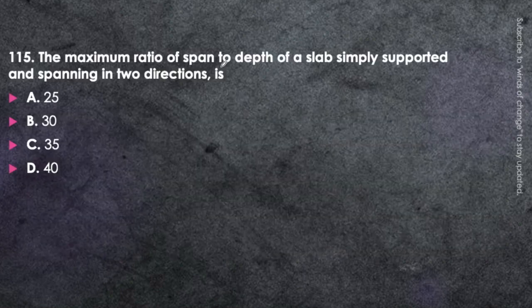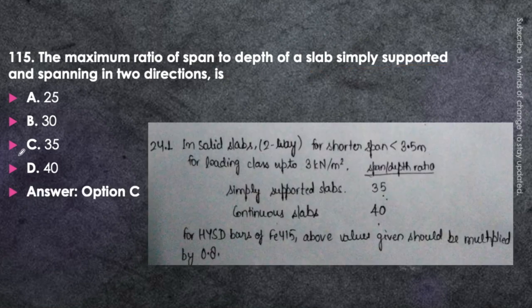The maximum ratio of span to depth of a slab simply supported and spanning in two directions is 25, 30, 35 or 40. We are talking about the slab that is simply supported. In case of the simply supported slab, the span to depth ratio has to be a maximum of 35. That is option C will be correct.